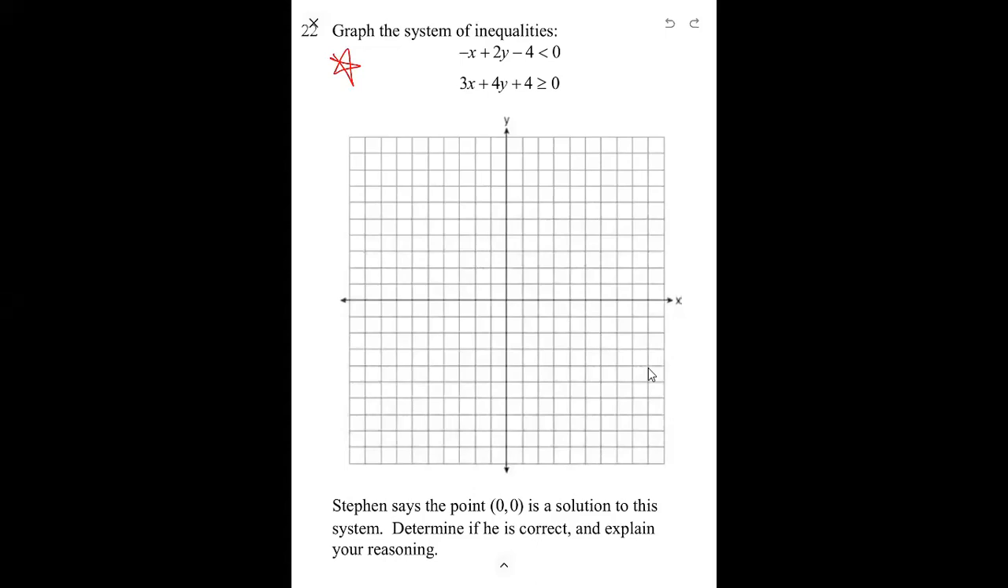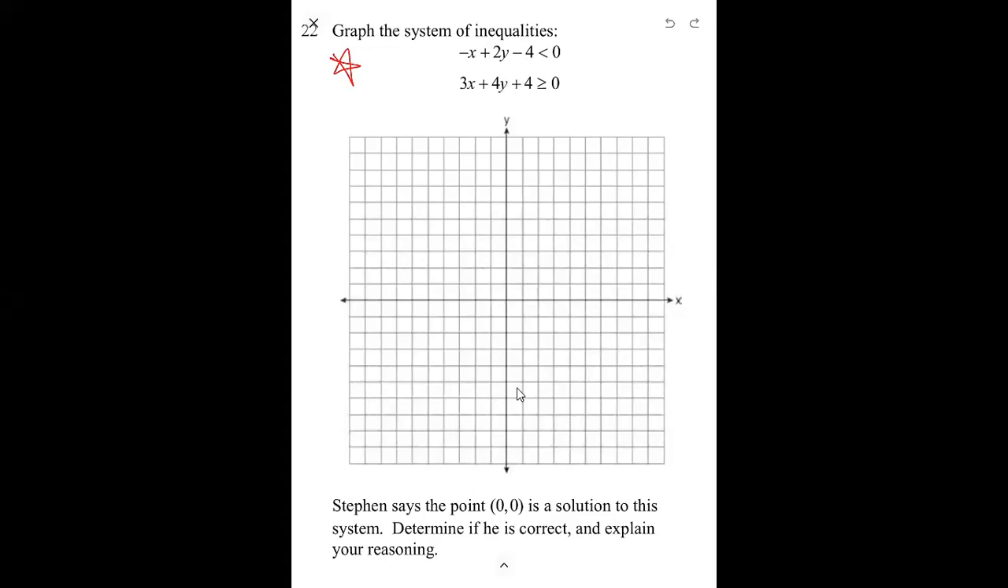This is Mr. H. This is question number 22 from the review handout. Basically, this is a system of inequalities, and what we're going to do is graph two lines and shade appropriately.